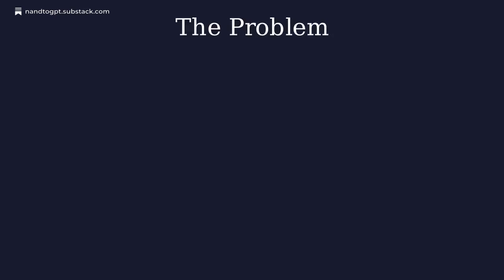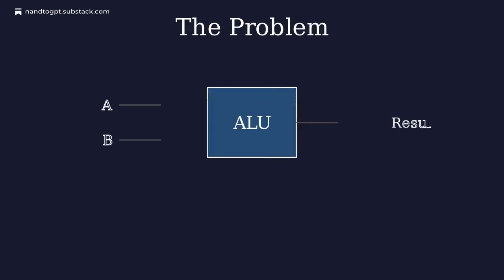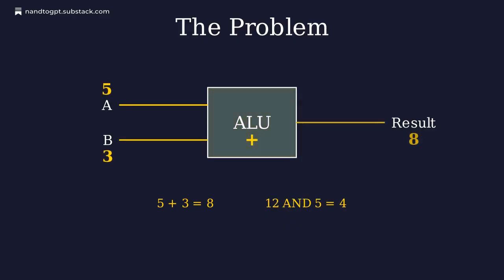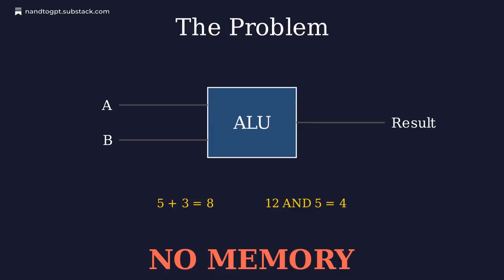Last time we built the ALU. It can add, subtract, and perform logic operations such as AND or XOR. But it has a problem. The moment the inputs change, the old result vanishes. It has no memory. To build a real computer, we need circuits that remember.